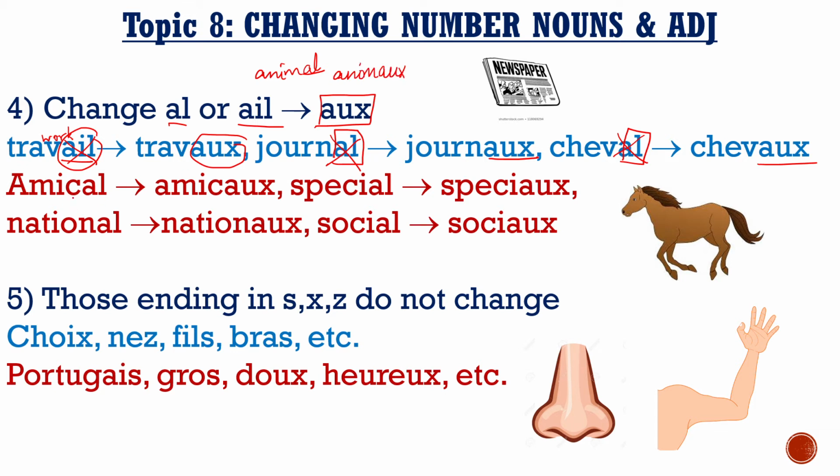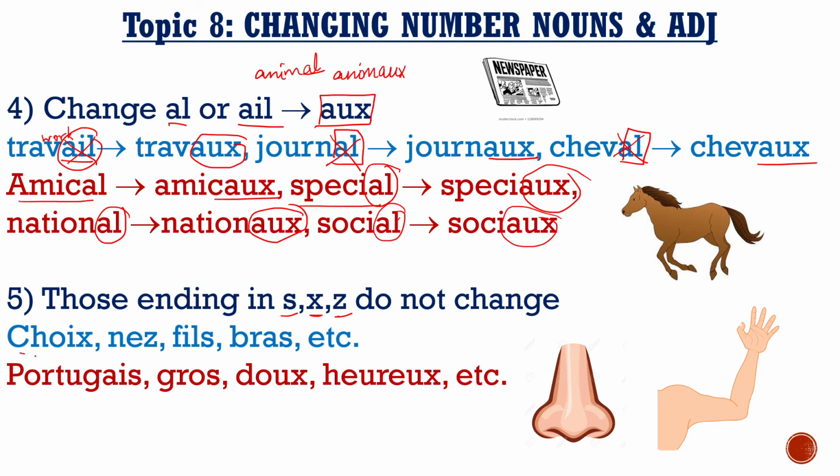Then, for example, the adjectives amical becomes amicaux, friendly; spécial becomes spéciaux; national becomes nationaux; social becomes sociaux. Okay, so AL or AIL becomes AUX in the plural. Now, those which already end with S, X, and Z in the singular don't change in the plural. This applies to both nouns and adjectives.